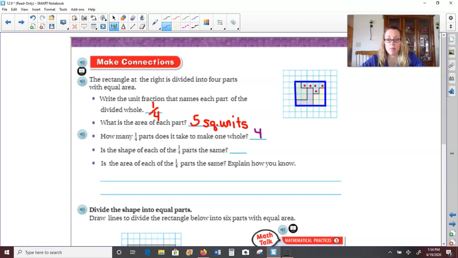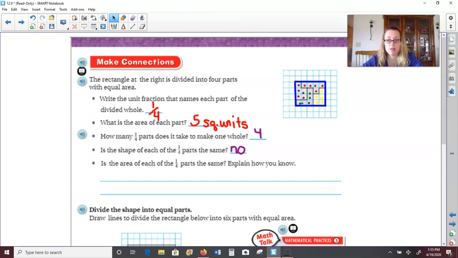Is the shape of each of the 1/4 parts the same? So when we look at the green shape, the purple, the blue, and the yellow, are they all exactly the same? No, they do not all look the same. However, they do have the same area. Each one is 5 square units. 3, 4, 5, and 1, 2, 3, 4, 5.